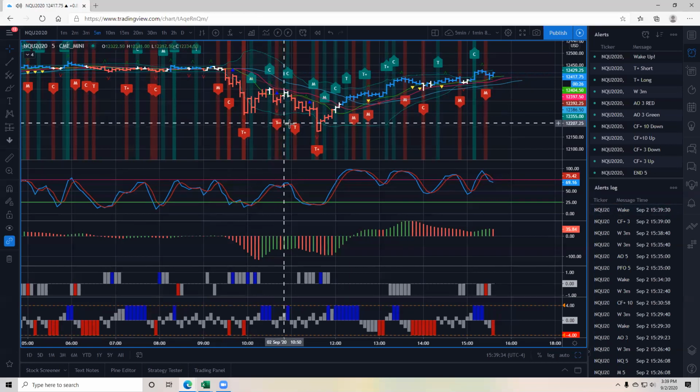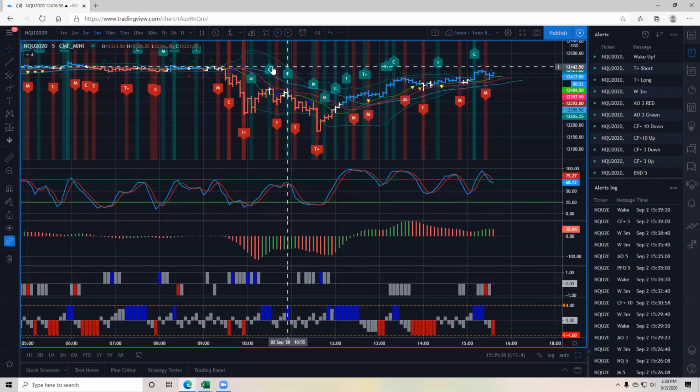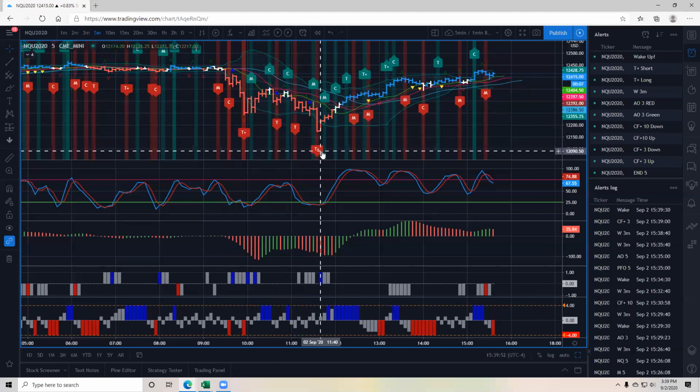What I thought was interesting about today was the pattern for today overall. Forget about the signals just for a minute, just the pattern overall. Here's the 9:30 Eastern time bar. That's the open of the regular market session. That bar opened at 12,432.25.